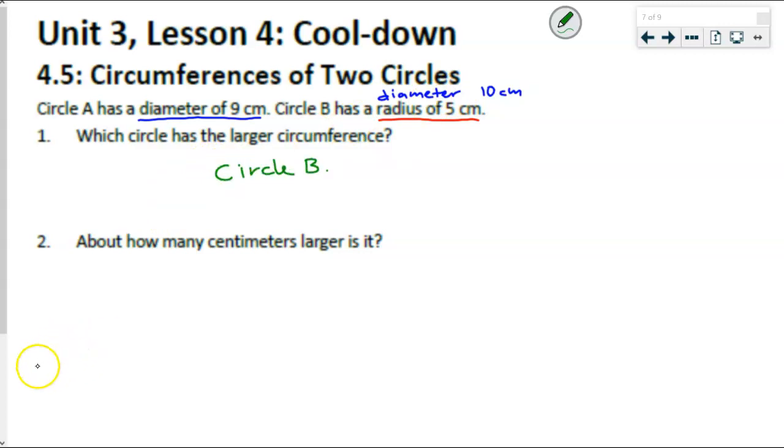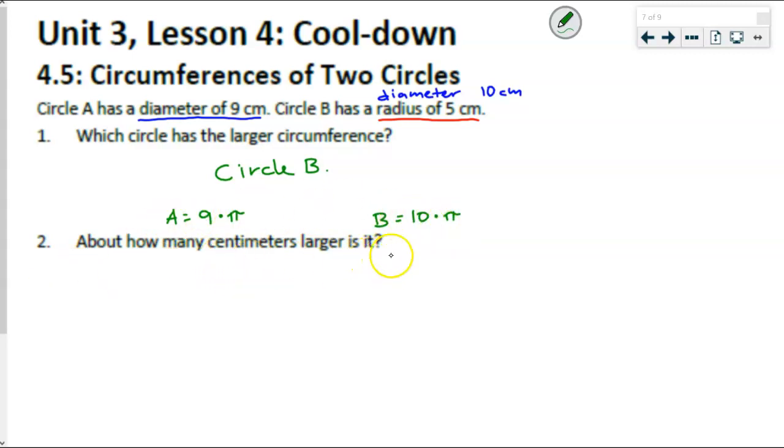Question 2, about how many centimeters larger is it? In order to answer this question, that means we need to find the circumference of each one. So the circumference of circle A. A circumference is equal to the diameter multiplied by pi. Don't worry about calculating that. Just go with circle A circumference is 9 times pi. Circle B circumference is equal to 10, the diameter, multiplied by pi. And again, don't calculate that. Let's just keep it like this.